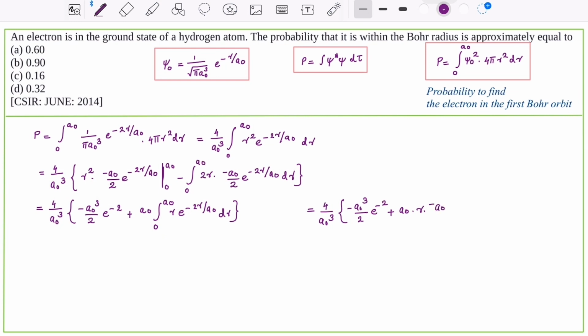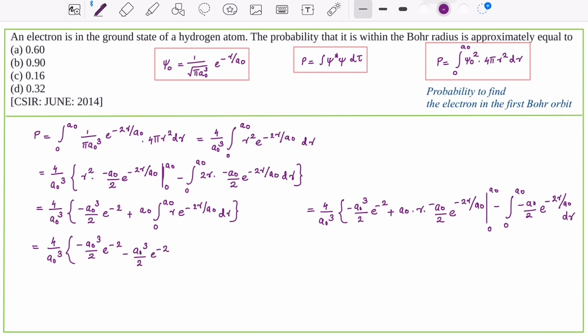First function r into integral of second, minus a0 by 2 e raised to minus 2r by a0 within the limit 0 to a0, minus integral 0 to a0, then minus a0 by 2 e raised to minus 2r by a0 dr. This is equal to 4 by a0 cube into minus a0 cube by 2 e raised to minus 2, minus a0 cube by 2 e raised to minus 2, plus a0 square by 2 integral 0 to a0 e raised to minus 2r by a0 dr.